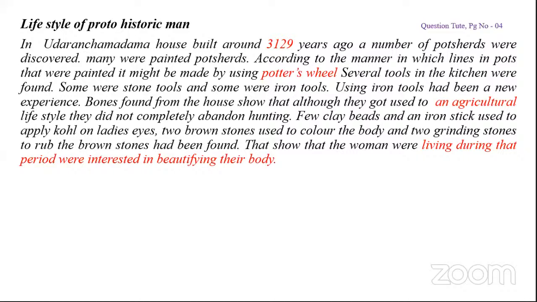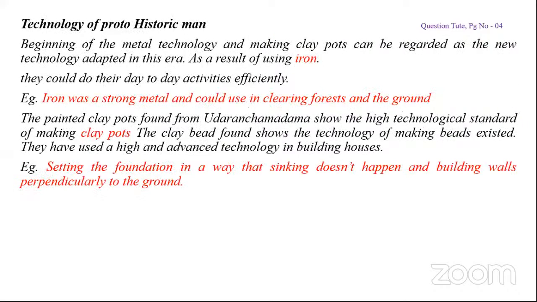Next one, that is technology. For the technology, the beginning of metal technology and making clay pots can be regarded as the new technology adapted in this era. As a result of using iron, what happened? They could do their day-to-day activities very efficiently and effectively. Iron was a strong metal and could be used in clearing forest and the ground.